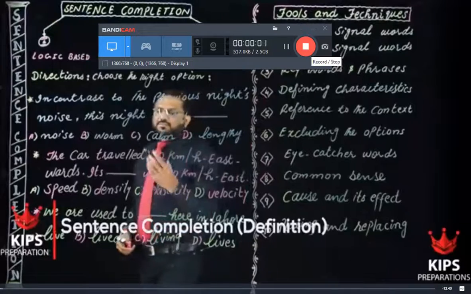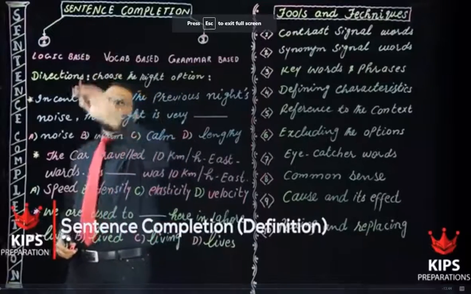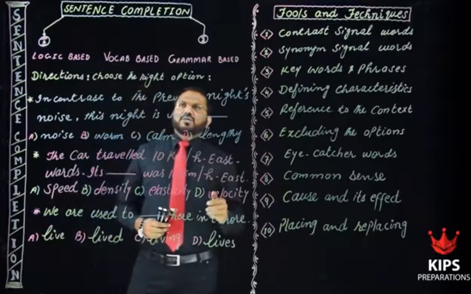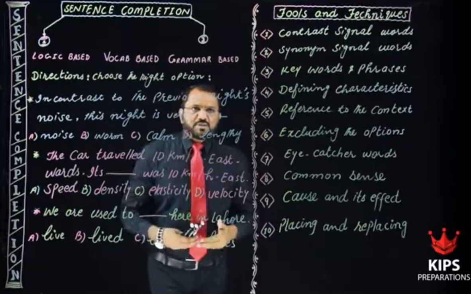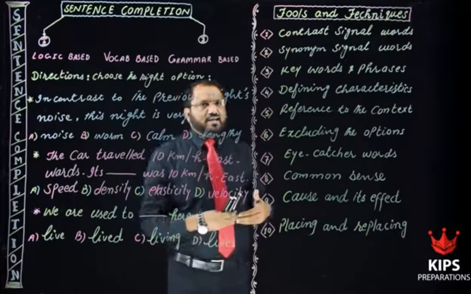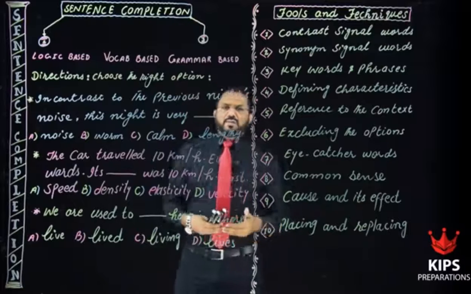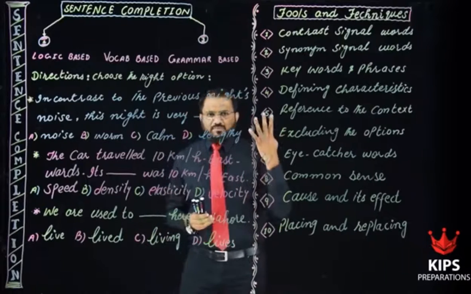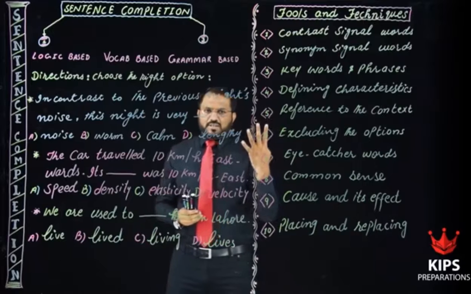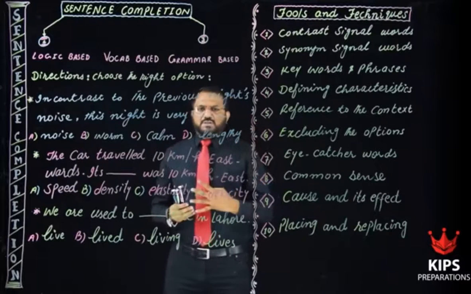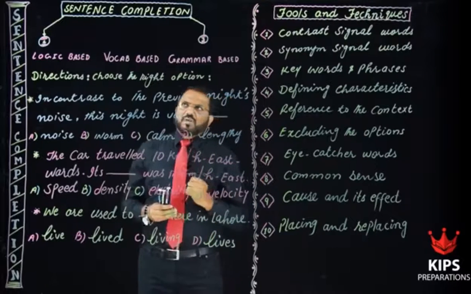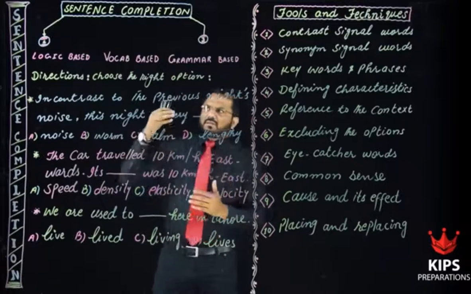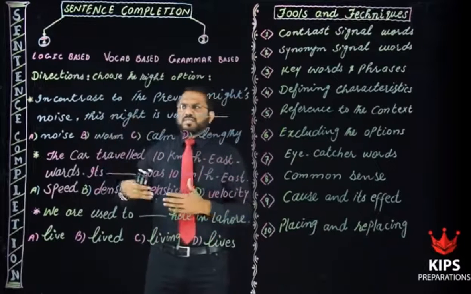Sentence completion, as the name suggests, is a sentence left blank at one place, followed by four options A, B, C, and D. This is called a multiple choice question. For every single question in an entrance test, there will be four options. All the questions are multiple choice questions. Our today's topic, sentence completion, is also of the same nature.